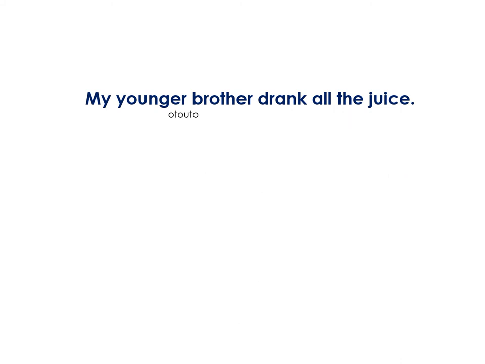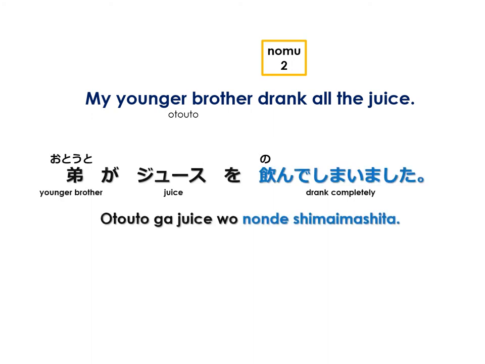Now let's illustrate completion in this next example. The sentence, my younger brother drank all the juice. To drink is nomu, a category 2 verb. One's own younger brother is ototo, and juice is juice. In Japanese, ototo ga juice o nonde shimaimashita.